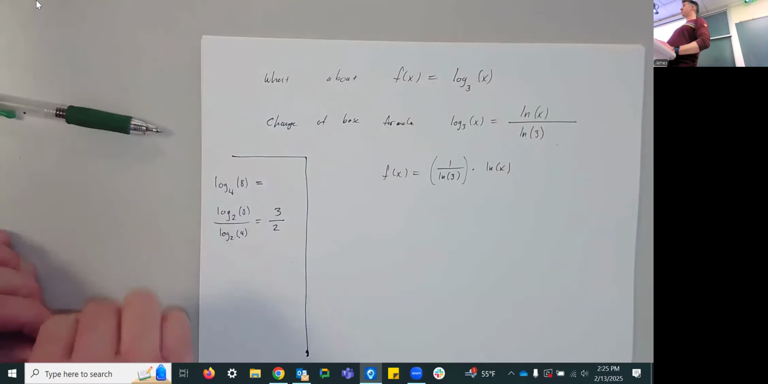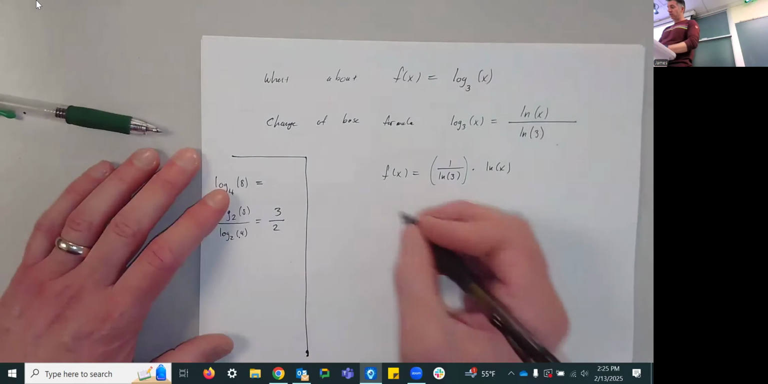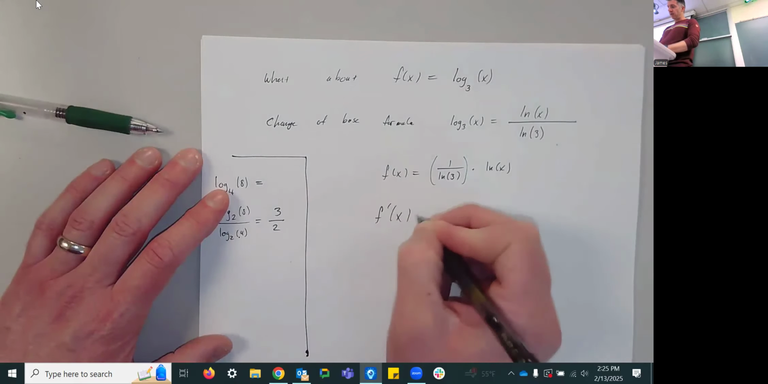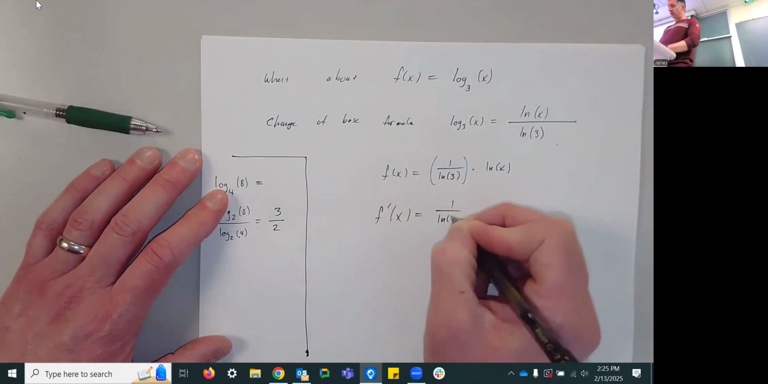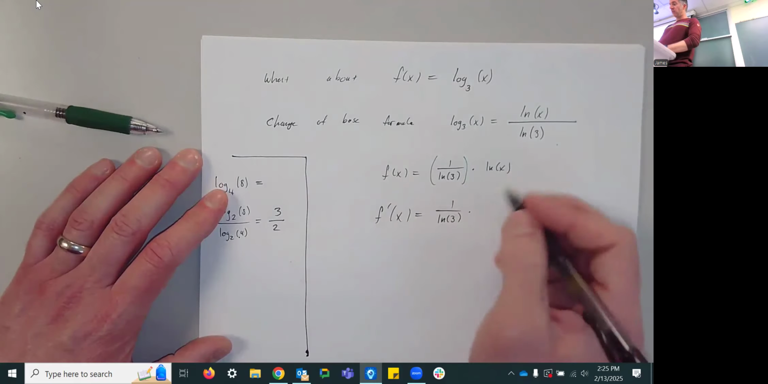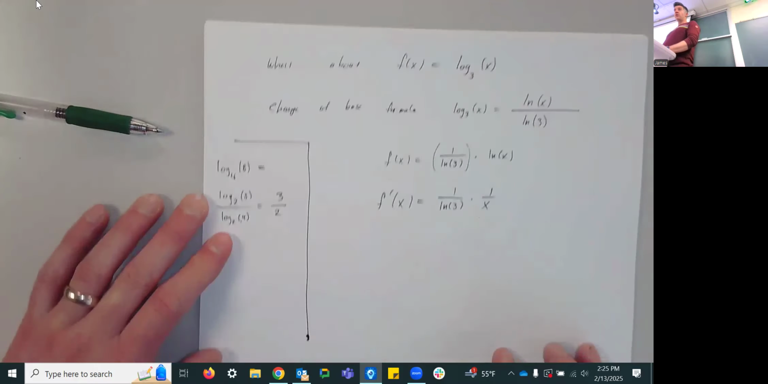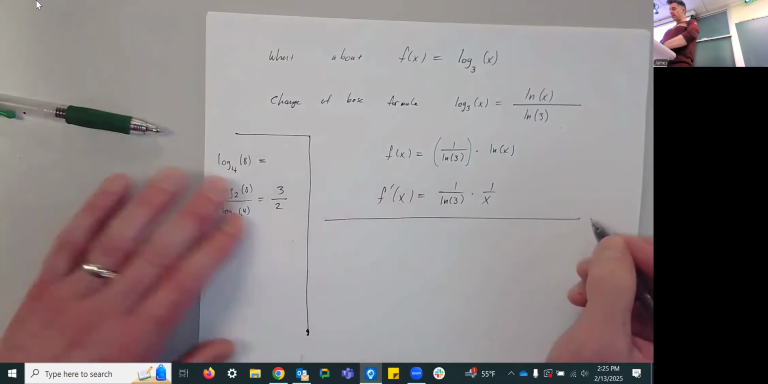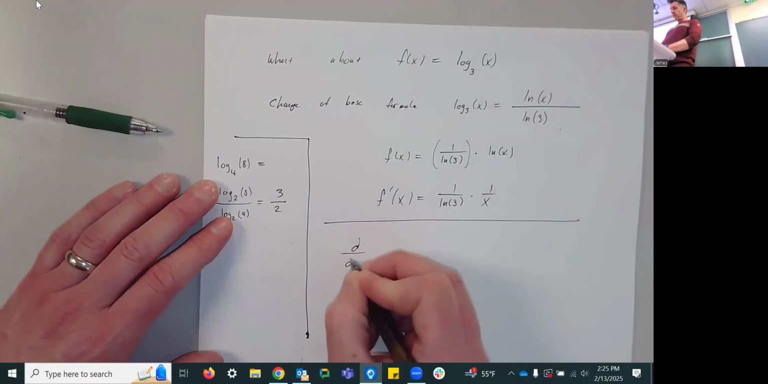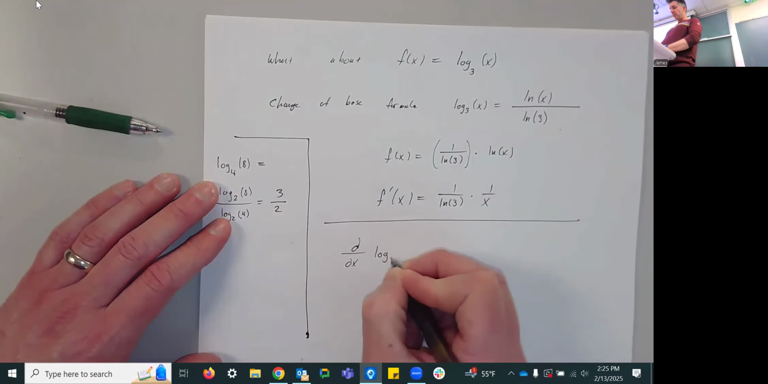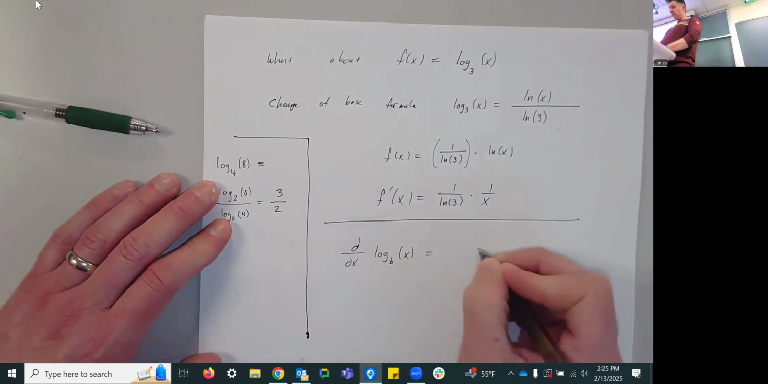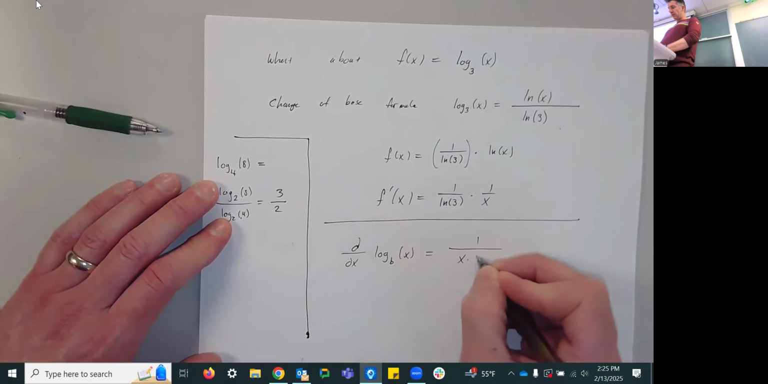And what do constant multiples do when you take a derivative? They hang out. So the derivative here is going to be 1 over natural log of 3 times the derivative of the natural log of x, which is 1 over x. The general formula here is that the derivative of log base b of x is 1 over x times the natural log of b.